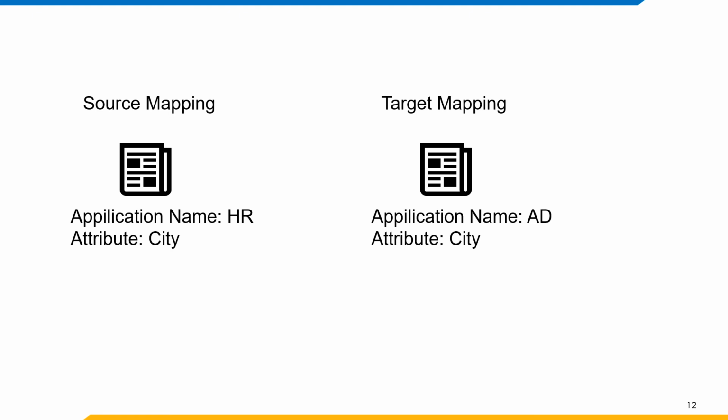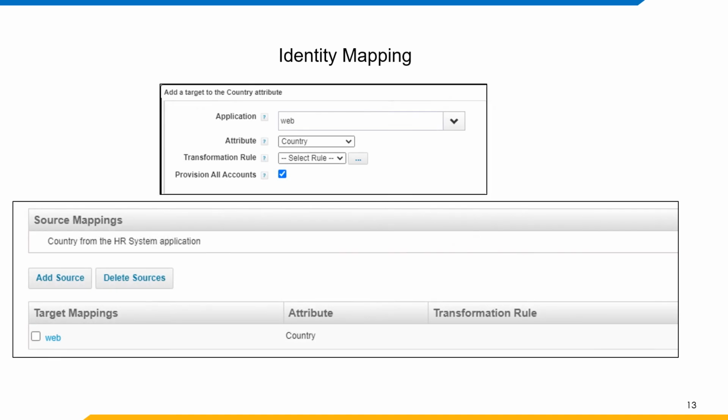We have basically two mappings. One is source mapping and another one is target mapping. In the source mapping, we will mention the source application, which is HR, and the attribute which is already changed, which is city. And in the target mapping, we will mention the target application and the attribute that needs to be changed, which is city. So if we observe here, we have source mapping and target mapping. In the source mapping, we have selected the HR application and the field is country. And in the target mapping, we have selected the application name as web and the attribute that needs to be changed is country.